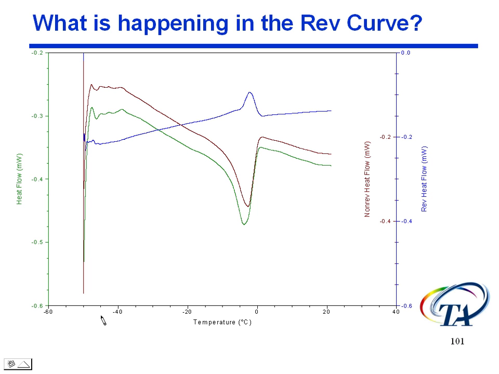Now here's another example from a customer. Now look at this material. In the reversing curve, we see an exothermic peak. This is very unusual. We normally do not see exothermic peaks like that in the reversing curve. So once again, the question is why?